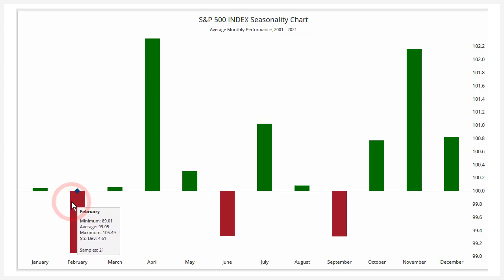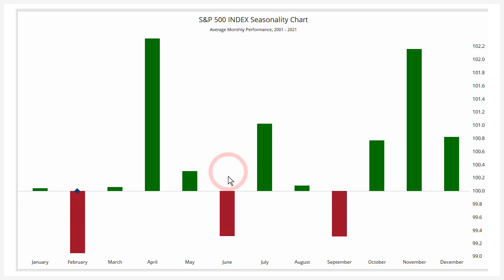And if you go back on the chart, you'll see February 2001, the S&P 500 was down 9%. February 2009, it was down 11%. February 2020, it was down 8.4%. So those big declines really affected the average for February.